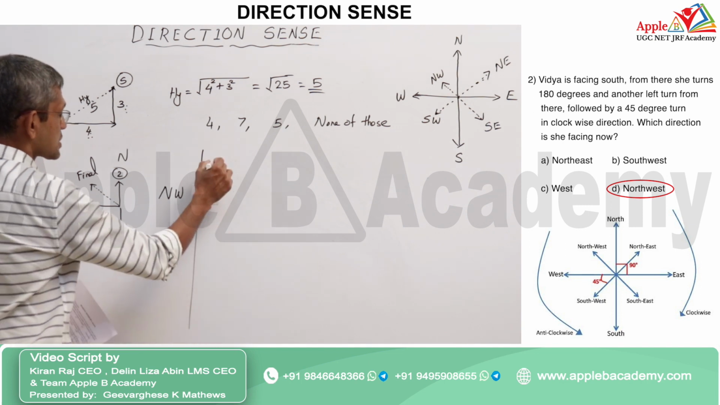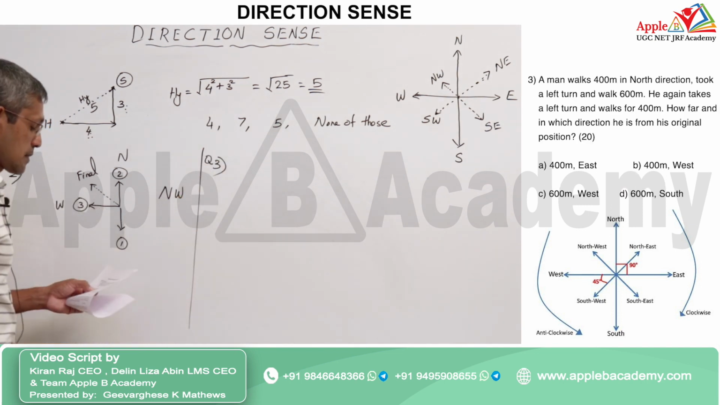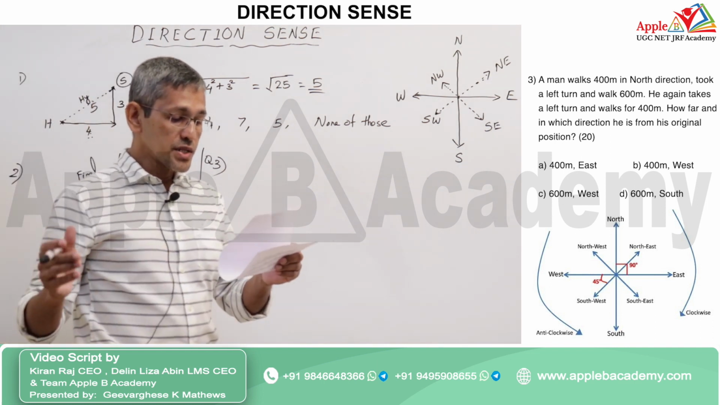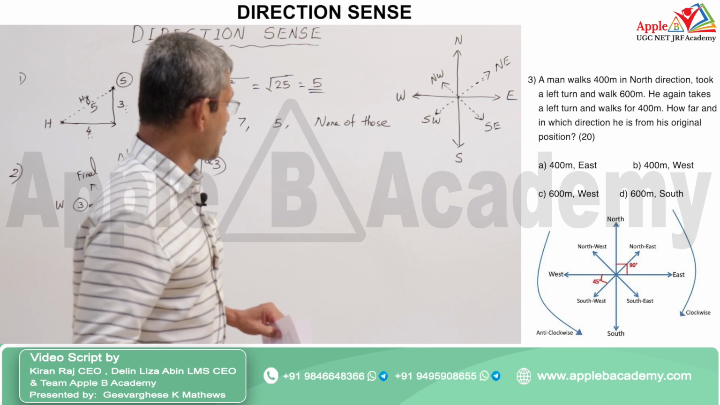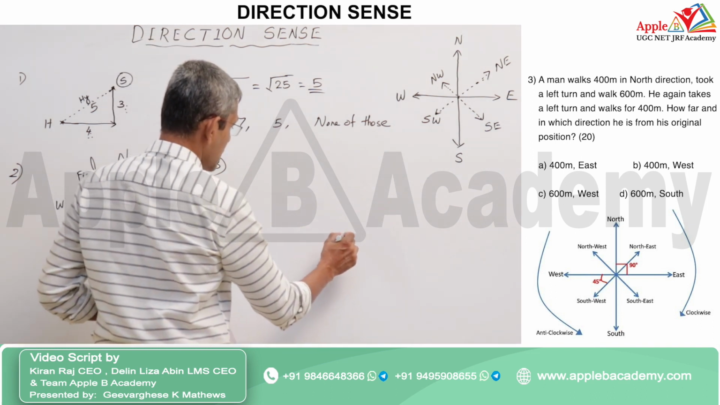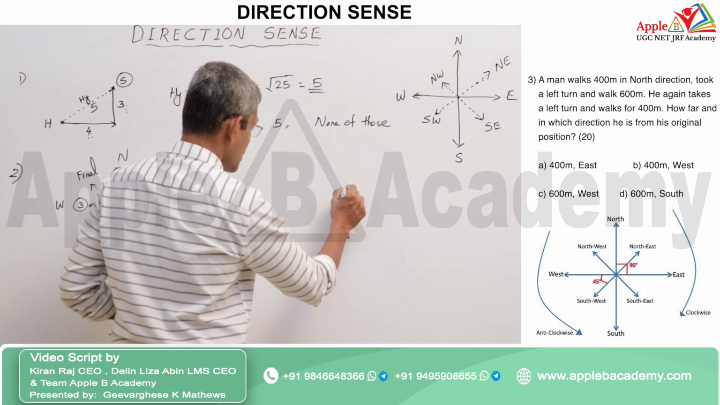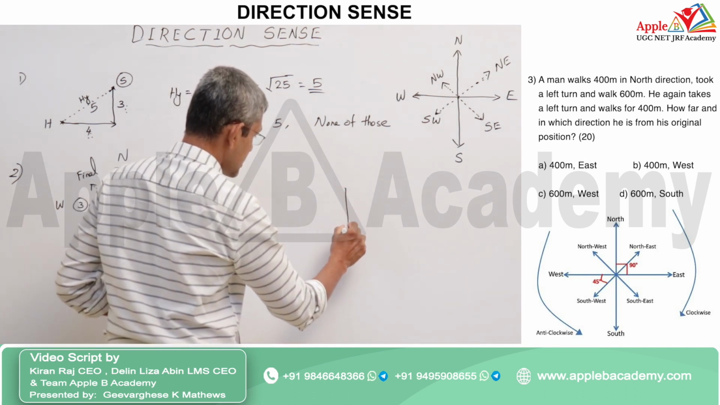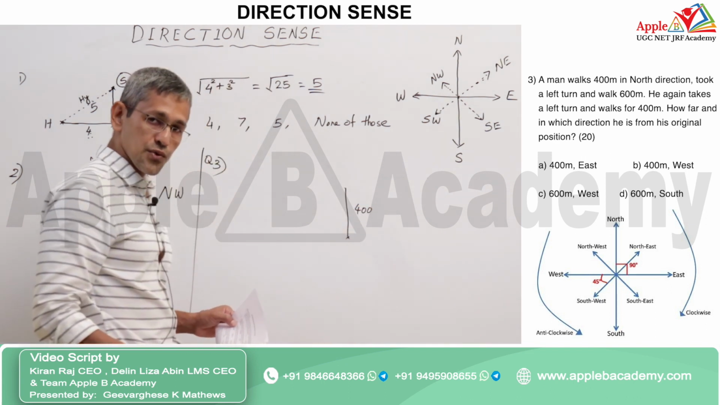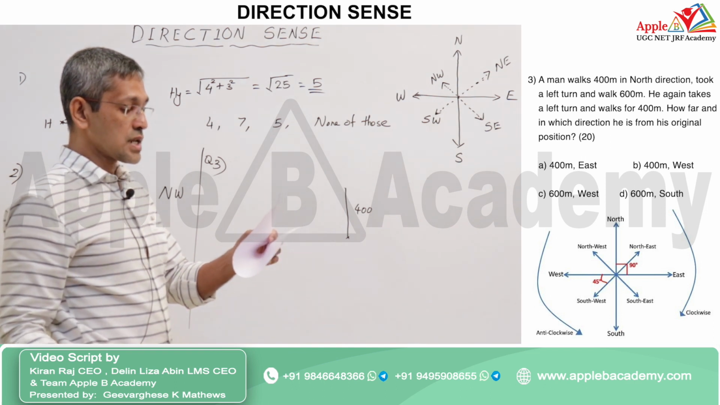Now we'll take a look at question number 3. Question 3. A man walks 400 meters in north direction. So 400 meters in north. So let's say he started walking from a point, 400 meters north. This is 400 meters. This is a previous NTA question. So let's take a look at that. 400 meters in north direction.